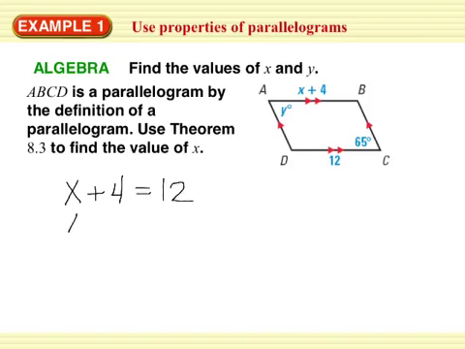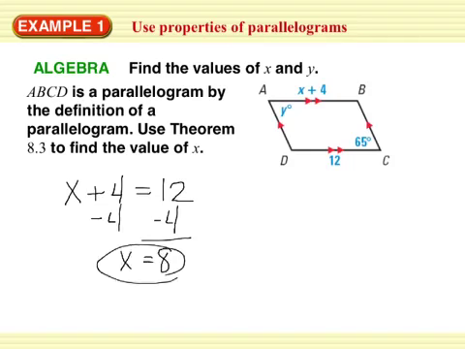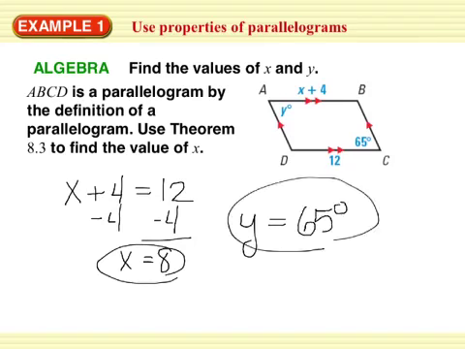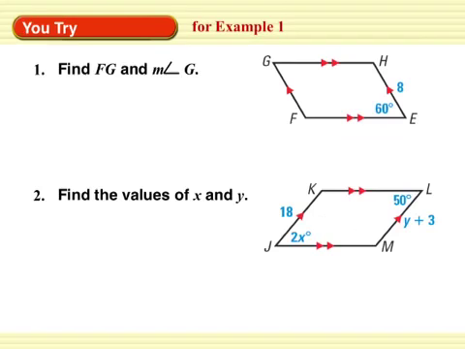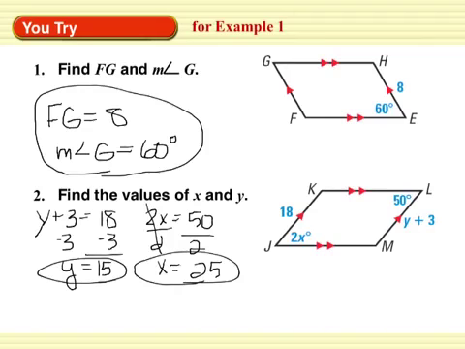Solve for x. Subtract 4. And then y is easy. Not too hard. Okay, you try too. Find FG and the measure of angle G for number 1. And for number 2, find the values of x and y. Push pause and do the work in your notes. Okay, check out the answers.